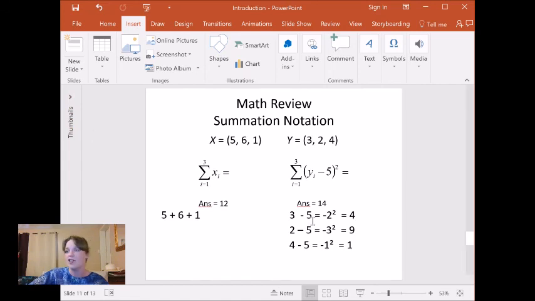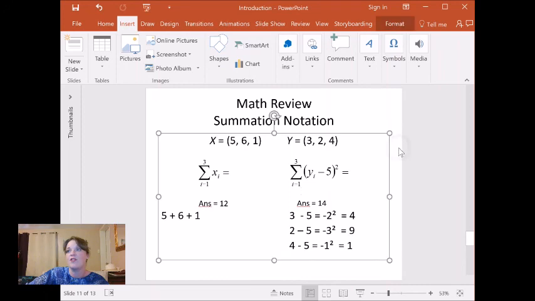That's the idea. So first I took this person's y and I subtracted 5. Then I took this person's y and I subtracted 5. Then I took this person's y value and I subtracted 5 to get negative 2, negative 3, and negative 1. And then I squared each and every one. Negative 2 squared, negative 3 squared, negative 1 squared, right? To get 4, 9, and 1. But I'm not done, because here is that summation notation. It's telling me now you've got to add them all up.